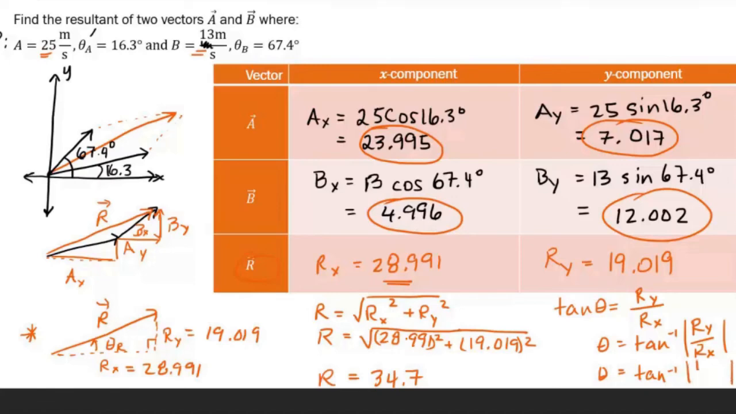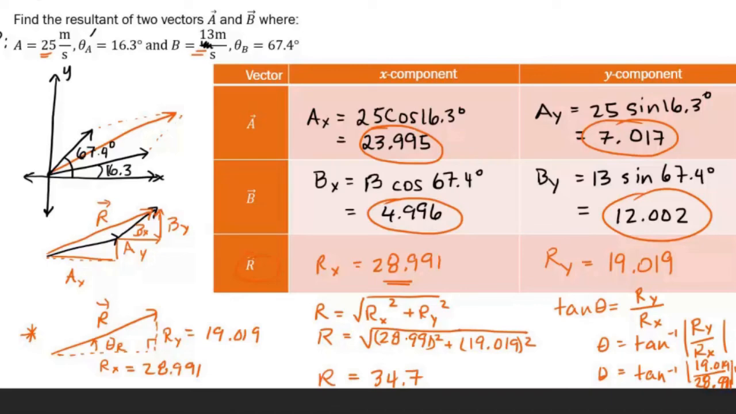So we've got 19.019, that's the y, divided by 28.991. Tricky to push this all into the corner of the slide. So taking the inverse tangent of that ratio and rounding to the nearest tenth, we get 33.3 degrees.